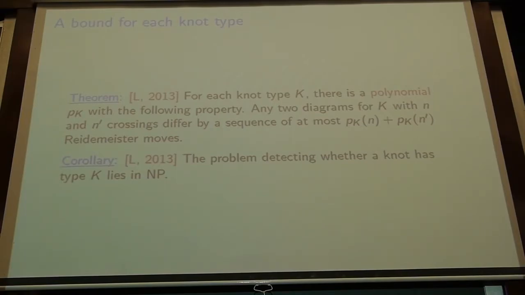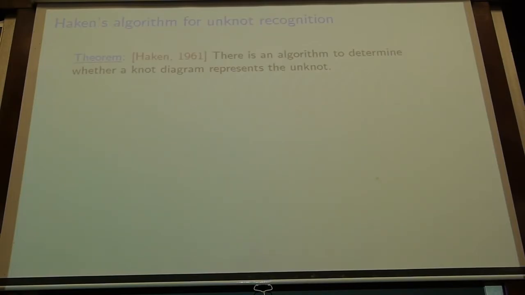Okay, so let's go back to the case of the unknot, and I'm going to do a very briefish survey of what's known about the unknot, and there are lots of bits that I'm going to miss out. In particular, I'm not going to discuss braids at all, and I'm not going to discuss things like knot Floer homology. In fact, I'm going to start with just the first solution to the unknot recognition problem, which is Haken's algorithm.